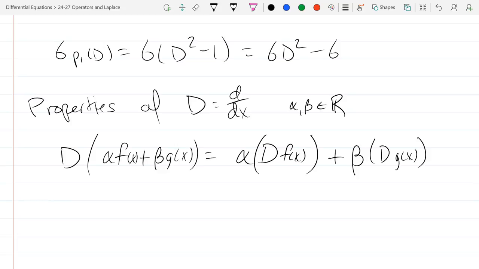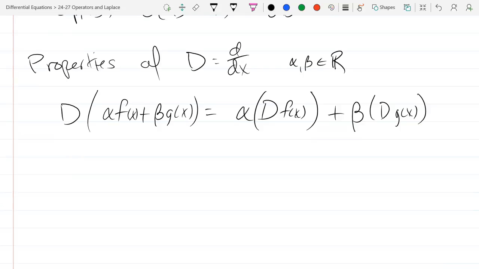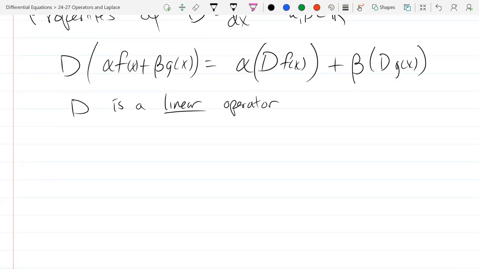So that's the calc 1 rule right there. Now, what is the vocabulary word for functions that have this property? It is an associative. No. So it has this nice algebraic property: I can multiply by constants and I can add. So we call this a linear operator, from linear algebra. So D is a linear operator. That's familiar if you took linear algebra. This is what a linear operator is. All right, so the derivative operator is a linear operator.